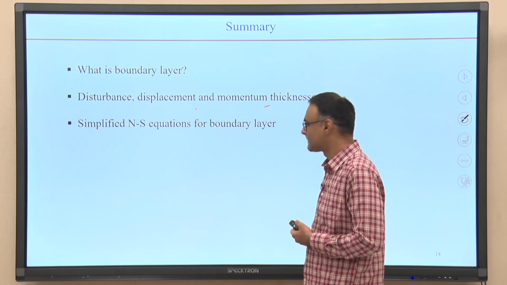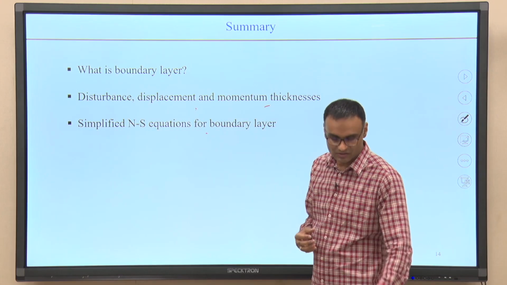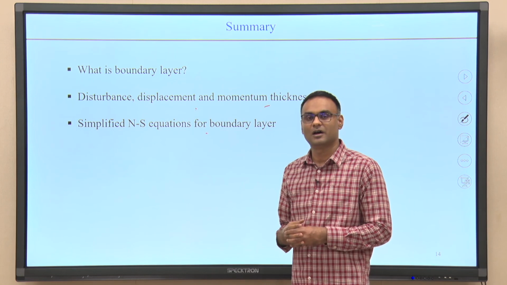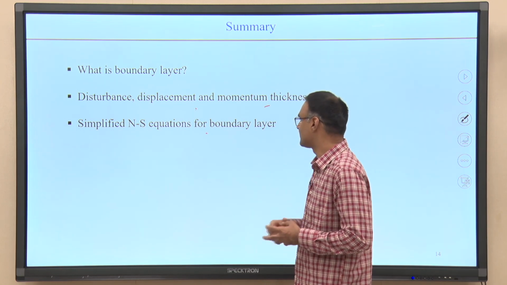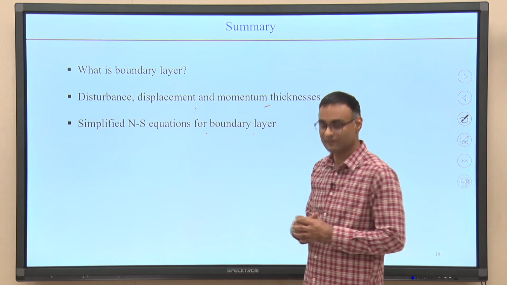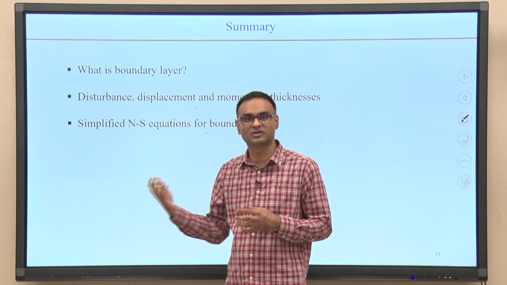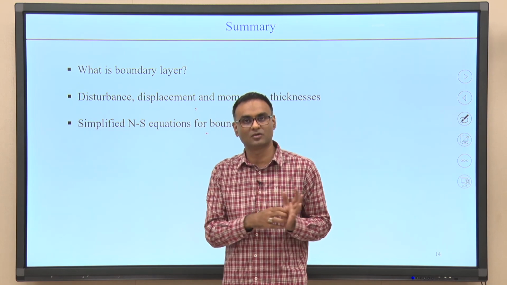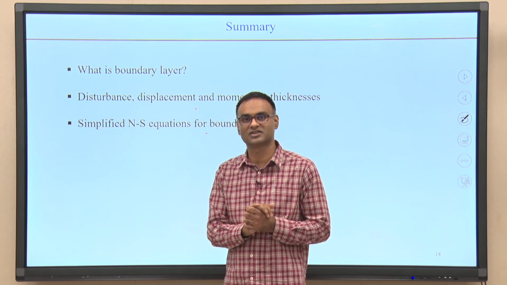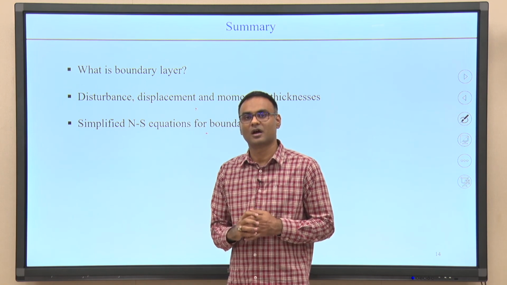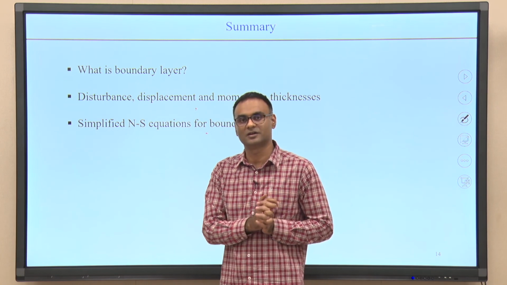We also looked at the simplified Navier-Stokes equations, how we can simplify the two dimensional Navier-Stokes equations in Cartesian coordinates to find the solution for boundary layer flow. Blasius obtained the exact solution of these equations, and from that he could calculate the value of δ, which we saw earlier in the lecture, that δ/x is equal to 5 divided by root of Re_x, or 4.91 to be exact, divided by root of Re_x.